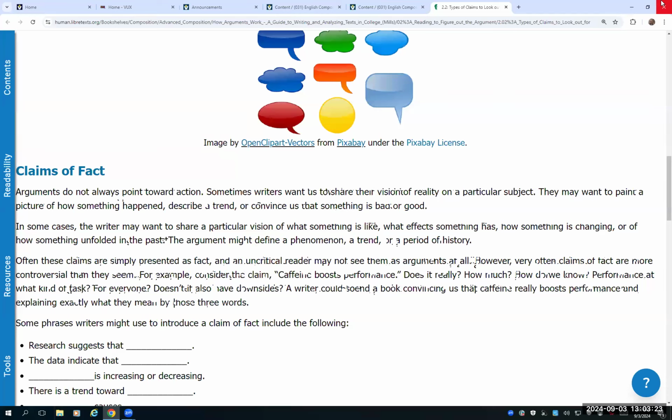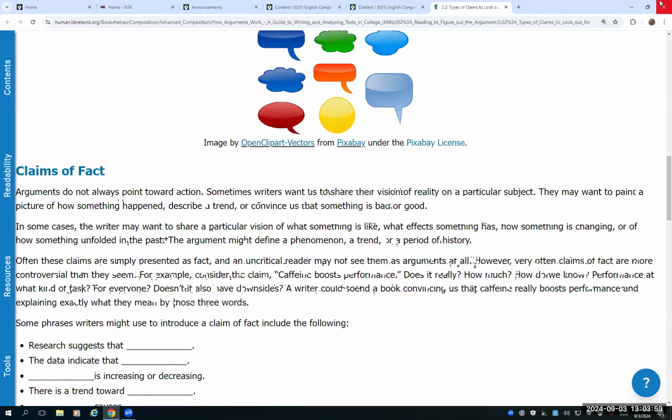They may want to paint a picture of how something happened, describe a trend, or convince us if something is bad or good. It says in some cases, the writer may want to share a particular vision of what something is like, what effects something has, how something is changing, or how something unfolded in the past. The argument might define a phenomenon, a trend, or a period of history.